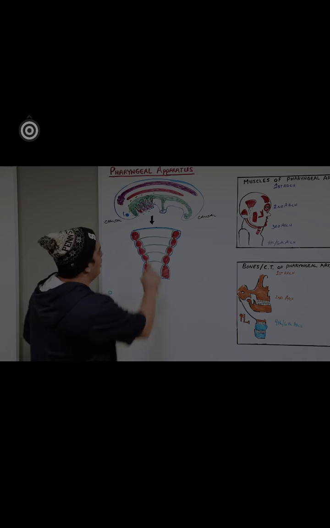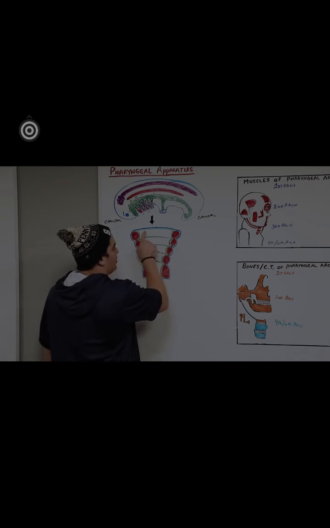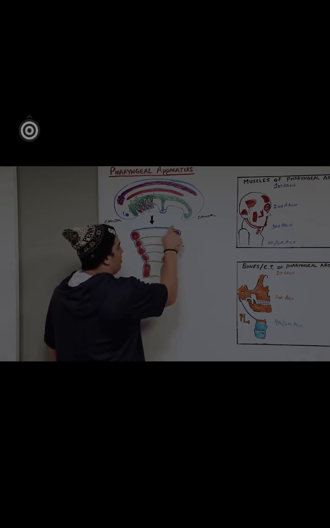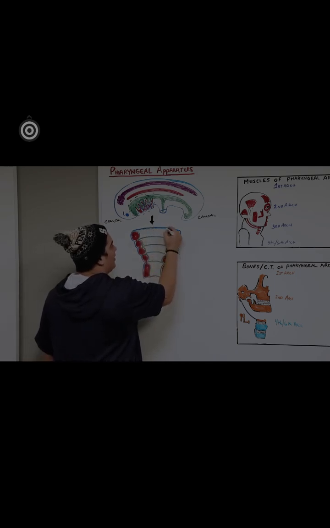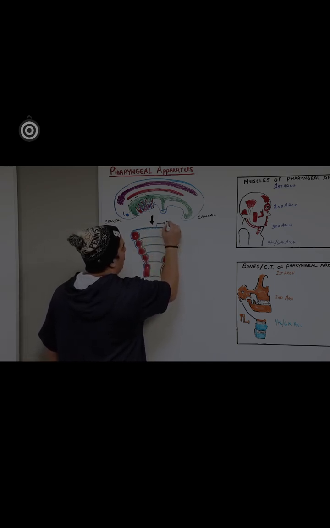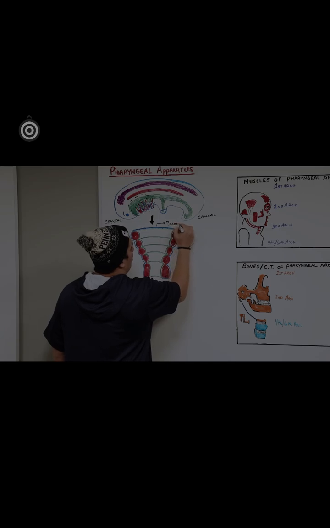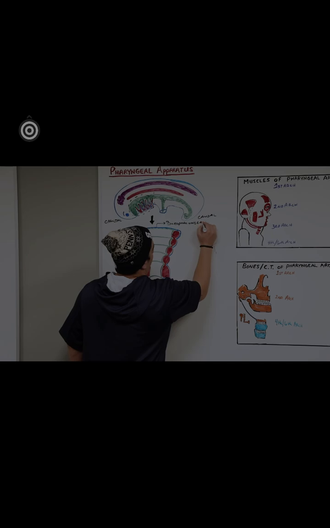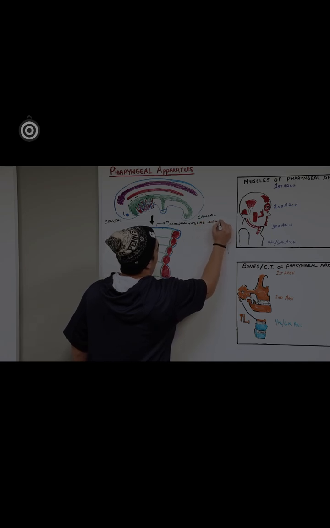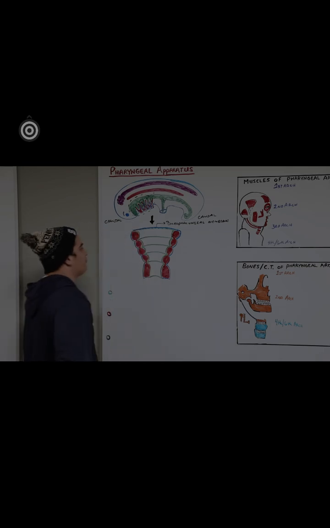The first thing here is this green layer, which is your endoderm layer, and then this blue layer, which is your ectoderm layer. You see where they meet right here, where they connect? That right there is called your buccopharyngeal membrane. That's going to become the mouth. Whenever that busts open, it's going to give way to the mouth.